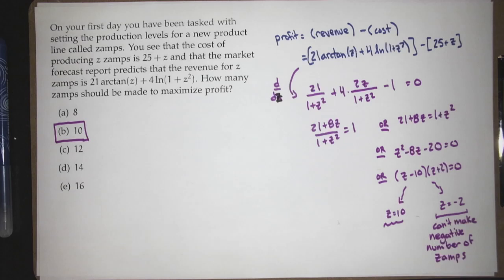Well, you can't make negative 2 XAMPS unless you count making negative 2 as going to your competitors and breaking some of theirs. So we can rule that out. So that just leaves us with one possibility. And so we should set our production level at 10. All right, so there we go.